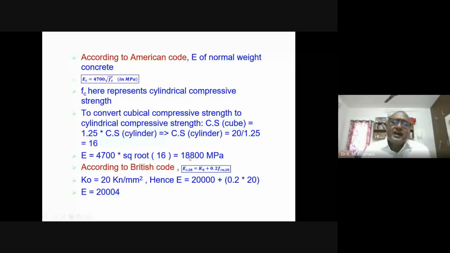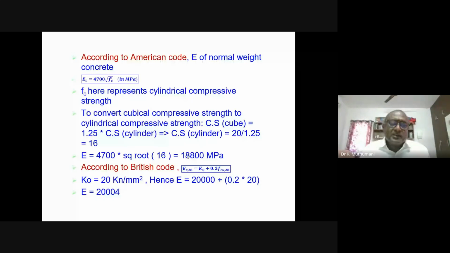See, as the value is lower, because the deflection is nothing but inversely proportional to E, if you use the American code, you are likely to get a very high drift value. As against that, with the Indian code you get a drift value that is very low. I wanted you to know this. I'm not saying that you better use the American code. That is not my contention.